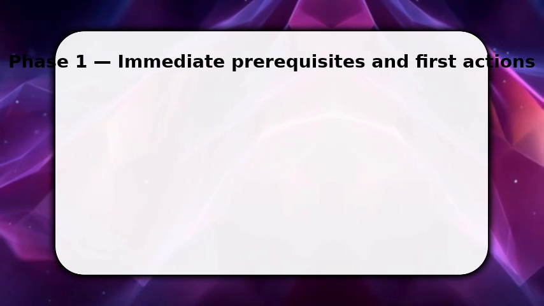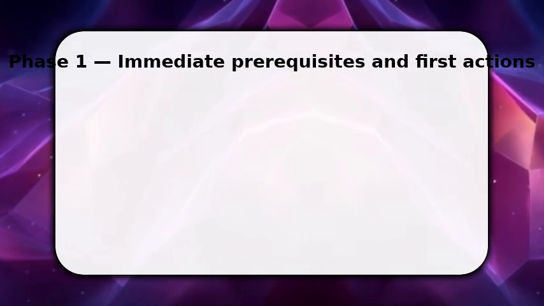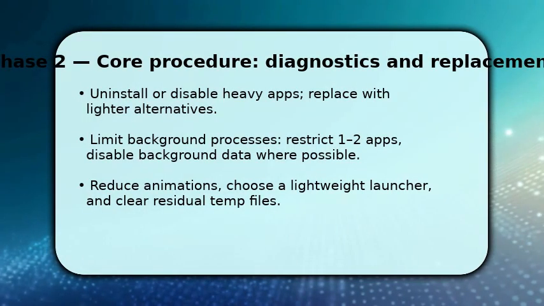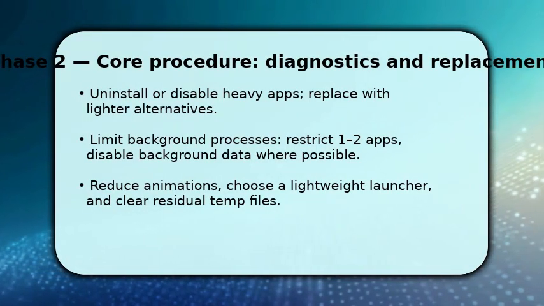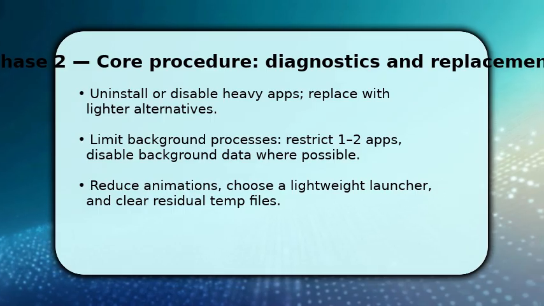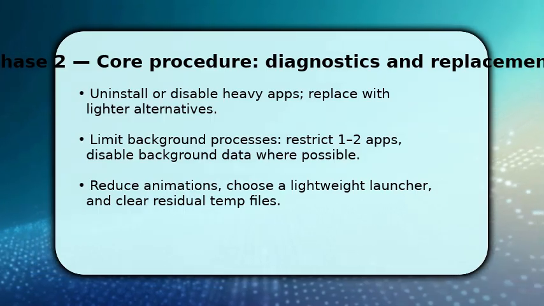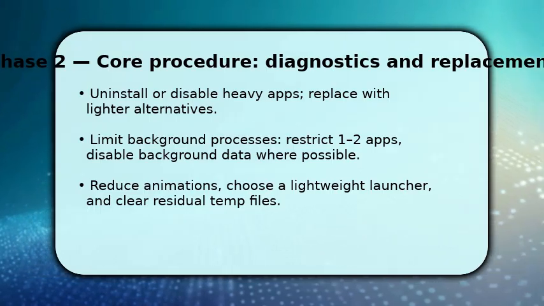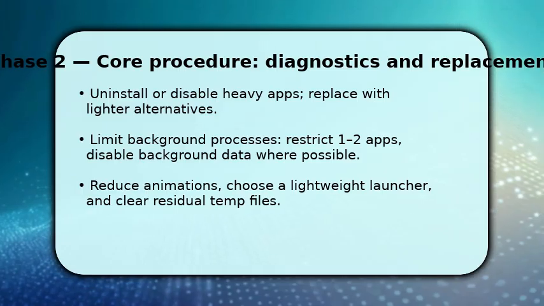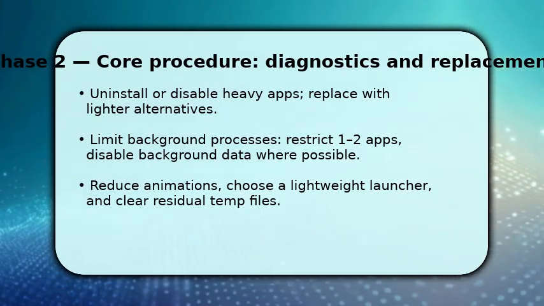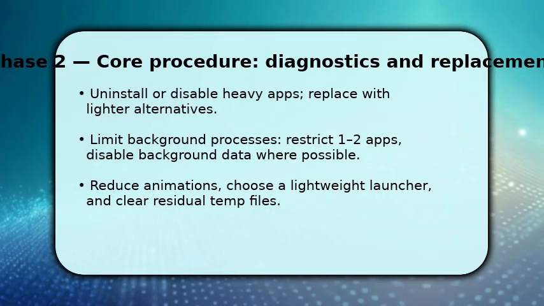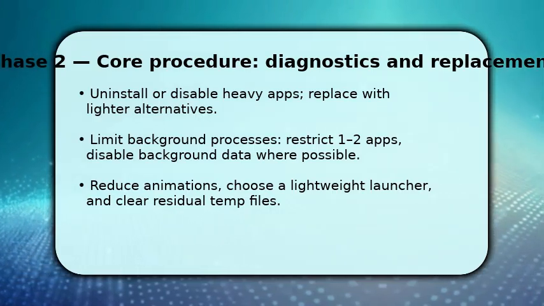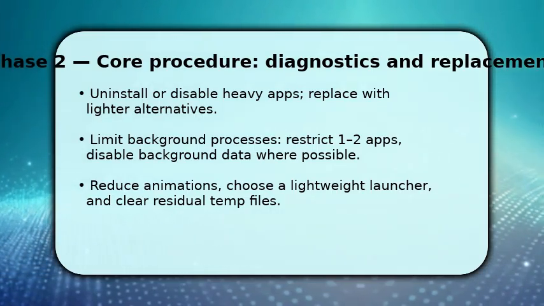Next, you dig into optimization. Uninstall or disable heavy apps you rarely use. Swapping to lighter alternatives reduces CPU and RAM load. Then restrict background activity for 1 to 2 persistent apps and turn off background data for non-essential apps, because background threads cause CPU spikes. Reduce or disable system animations in developer options, choose a lightweight launcher, and use a trusted cleaner to remove residual temp files. Doing this lowers constant overhead, so the phone stays responsive.